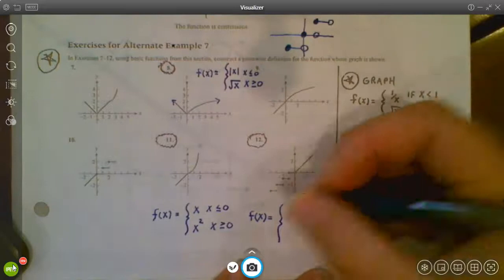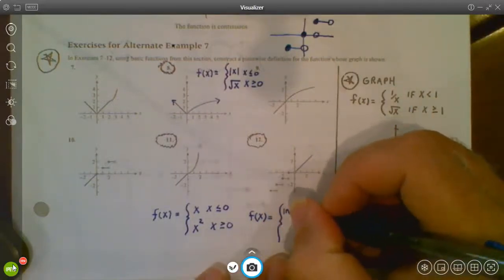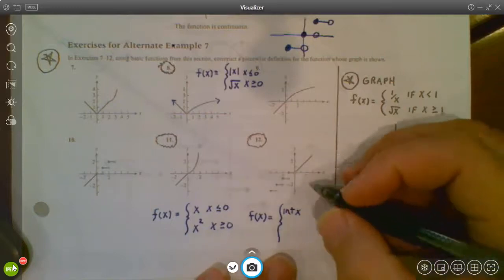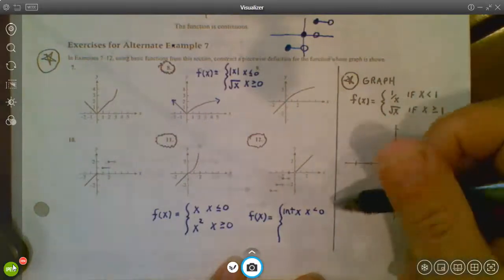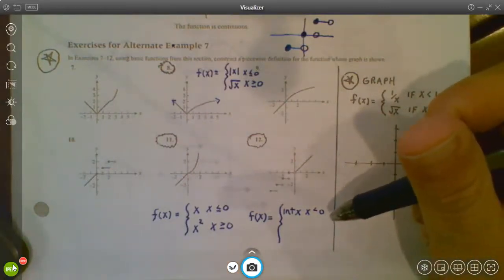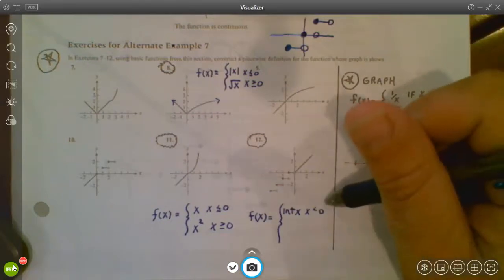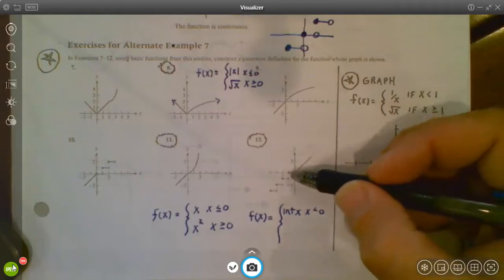So we have our greatest integer function, so we're going to just write that as an integer of x. Since it's all the way up to 0, we're going to say for x's. On this one, I sort of disagree with the book's answer. They had it written as x is less than or equal to 0. That's not the way I'm seeing it, because there's an open circle right there.